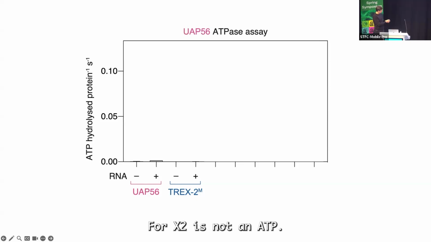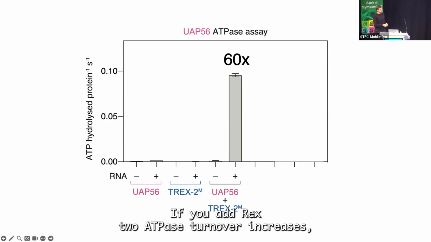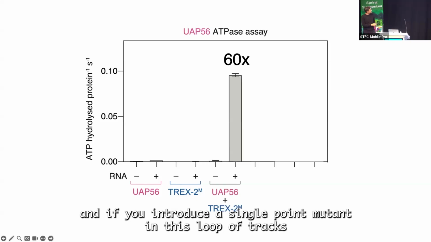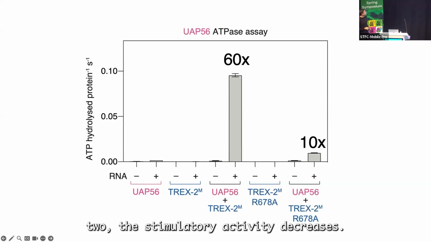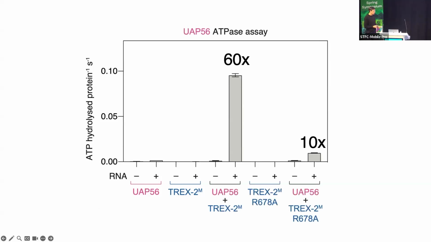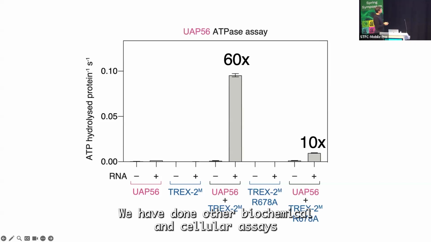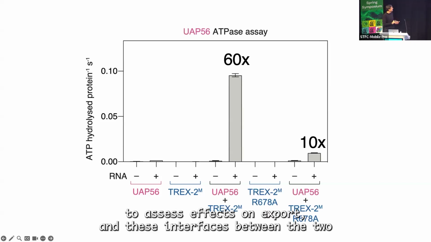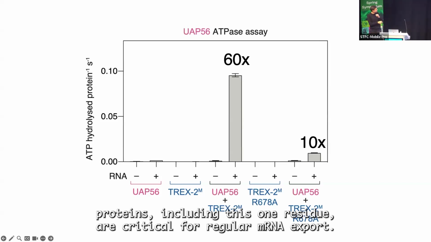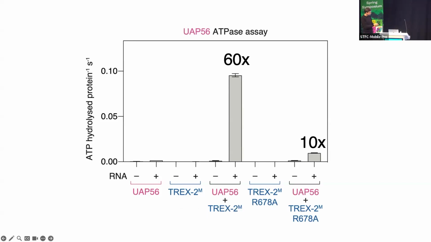TREX2 is not an ATPase. If you add TREX2, ATPase turnover increases. And if you introduce a single point mutant in this loop of TREX2, the stimulatory activity decreases. We have done other biochemical and cellular assays to assess effects on export. And these interfaces between the two proteins, including this one residue, are critical for regular mRNA export.